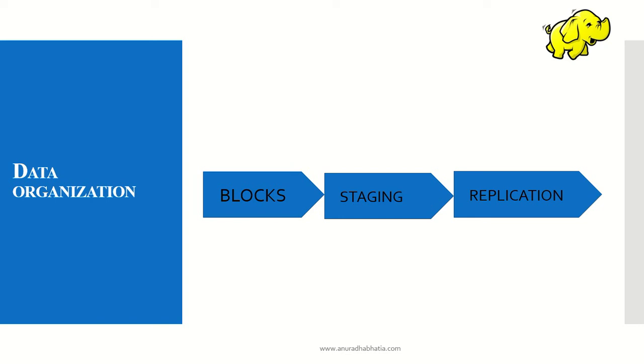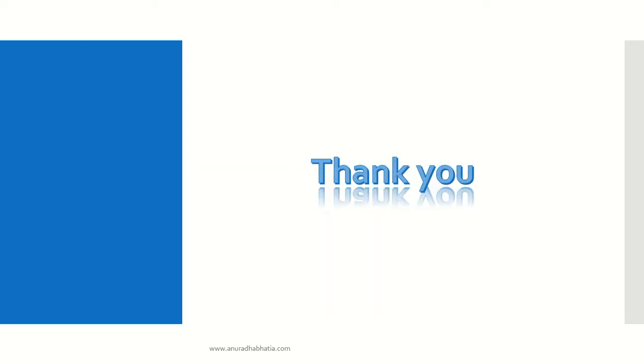And thus, a data node can be receiving data from the previous one in the pipeline and at the same time forwarding the data to the next data node in the pipeline. Thus, the data is pipelined from one data node to another and then replicated if the replication factor is three. So this is the data organization: blocks, staging, and replication as the steps in HDFS. Thank you.